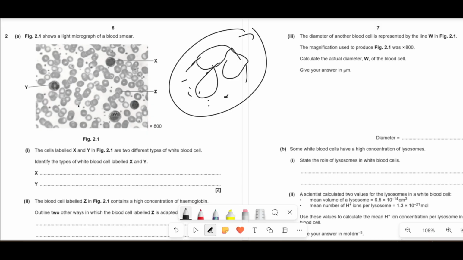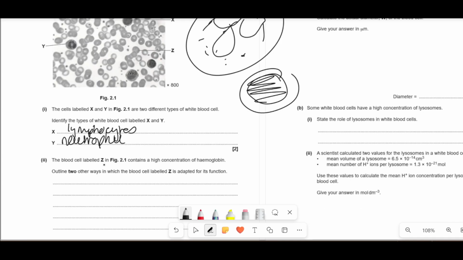So if we look at X and Y, we can see Y has got those multi-lobed things. The granules are hard to see, so that must be a neutrophil. And your lymphocytes tend to have large nuclei that fill most of the cells. They're kind of chunky like that. So based on that, X has got to be either T or B lymphocytes, just lymphocytes.